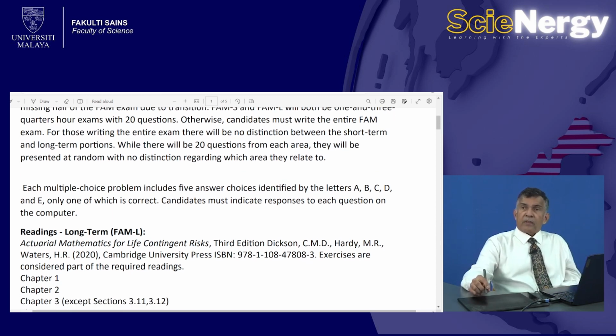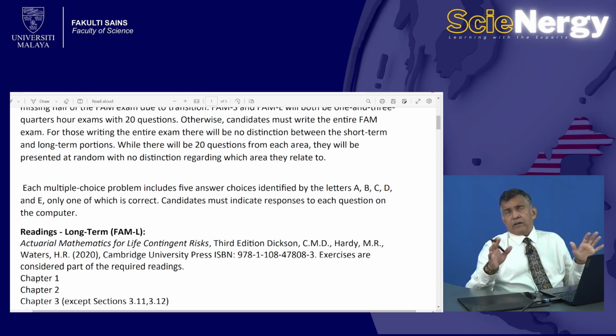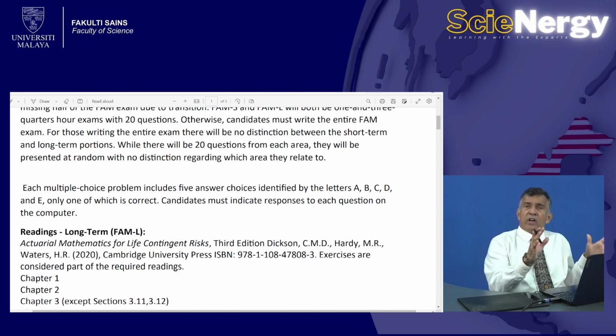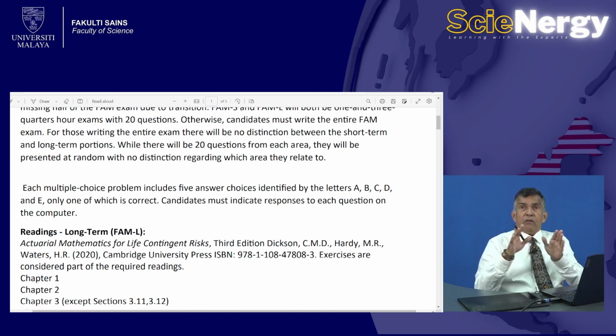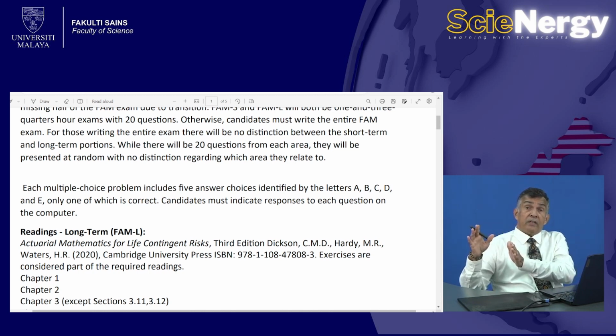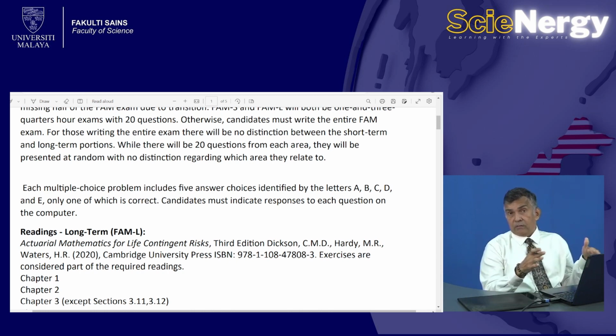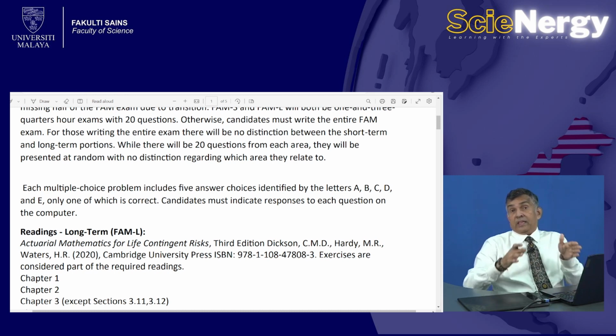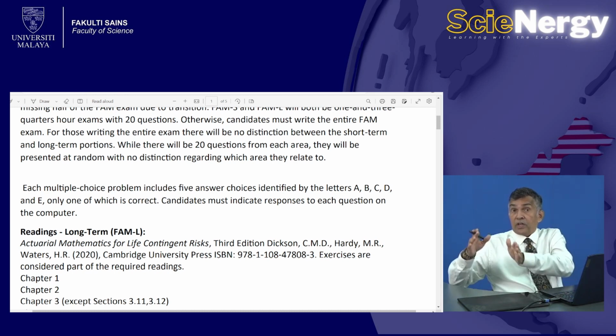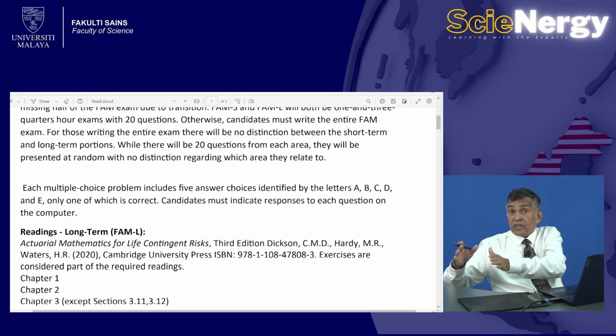What are we going to do? There'll be a lot more detail at the end, but there'll be 2 workshops. Workshop 1 will focus on FAML, and workshop 2, which we will start in September, will focus on FAMS. We will start with FAML sometime at the end of April, and we'll take you to the July 2023 exam. Then the one we start in September will take you to the November 2023 exam.